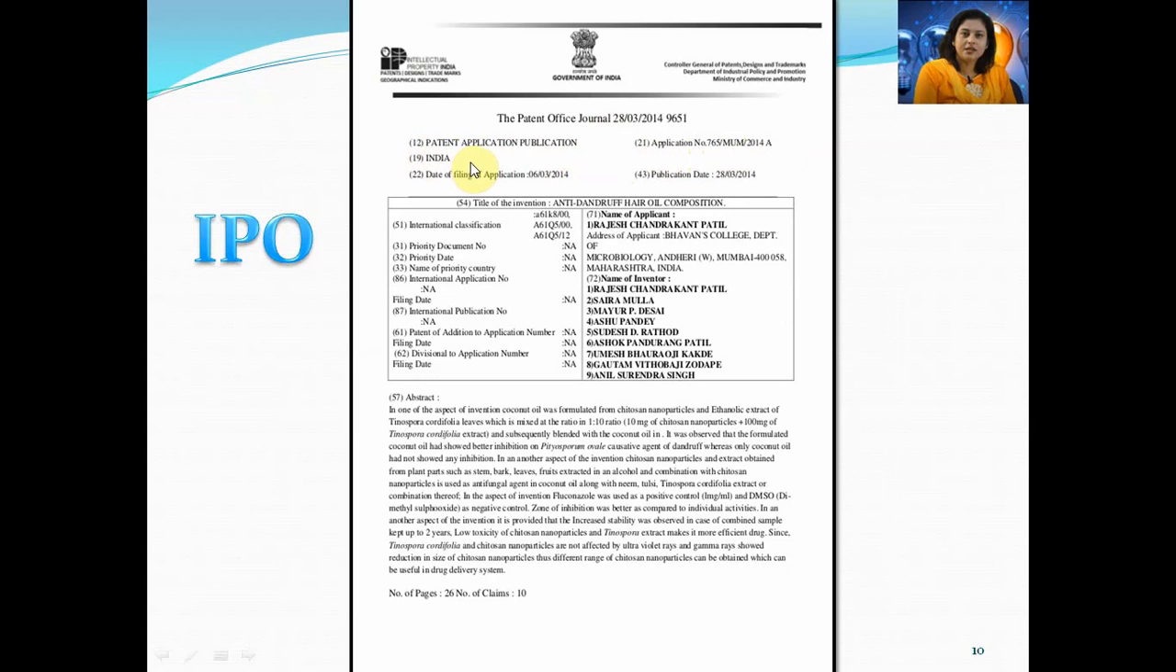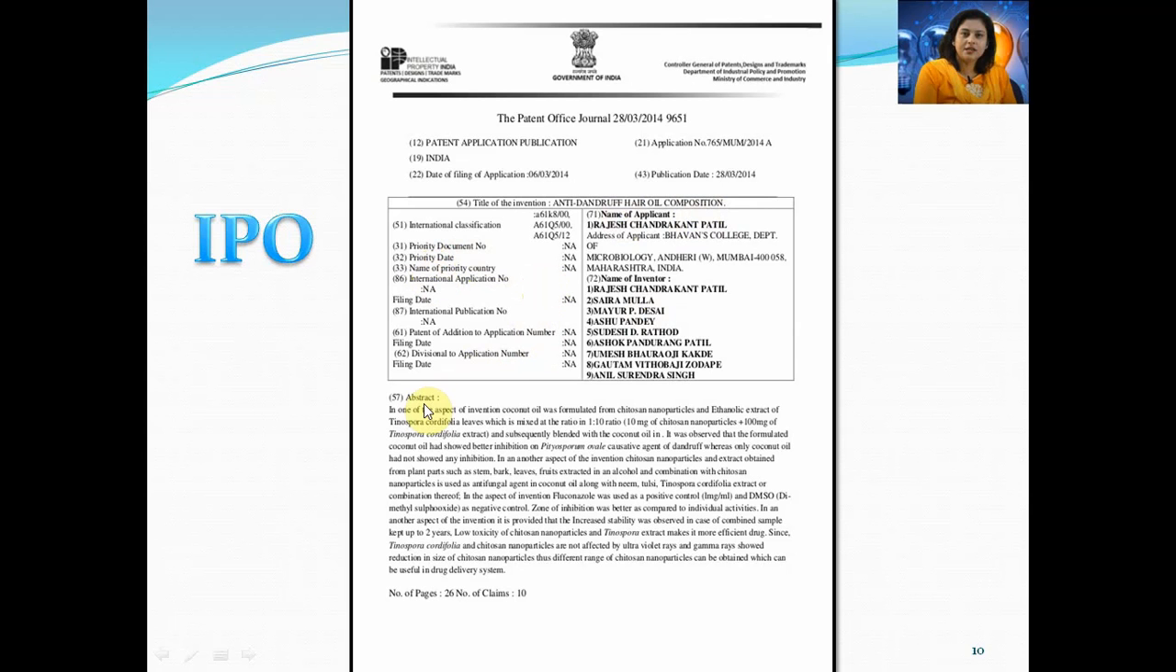The country from where the patent has been applied is also given. Here it is given India. The date of filing of application is given. Publication date is also given. Title of invention is also given. And priority document number, priority date, all these, if applicable, are given. In this picture, it is shown as not applicable.